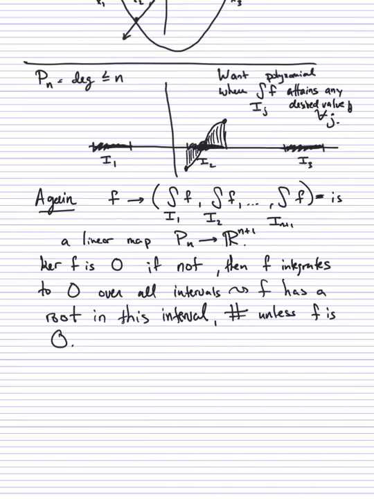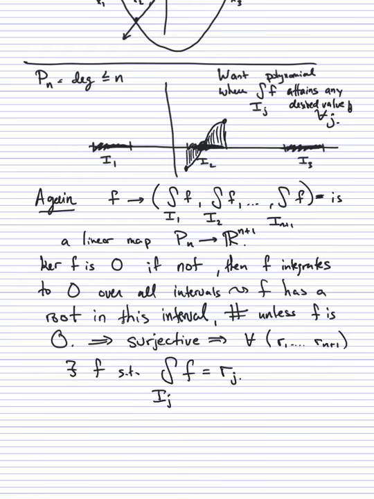Okay? Again, we're going between subspaces of the same dimension. We have an injective map. We get that this is therefore surjective, and what this implies is that for any collection of real numbers R1 up through R n plus 1, there is some f so that the integral of f over this jth interval is exactly R sub j. Okay? Again, f might not have degree equal to n. It might be less, but you still are guaranteed this.